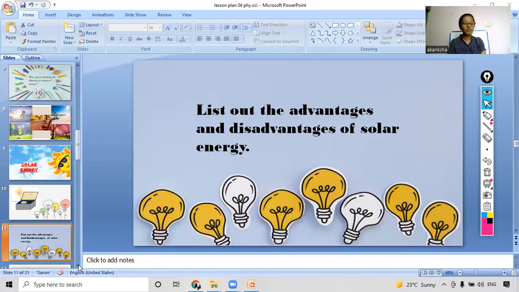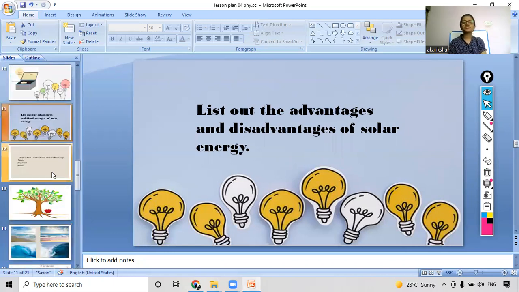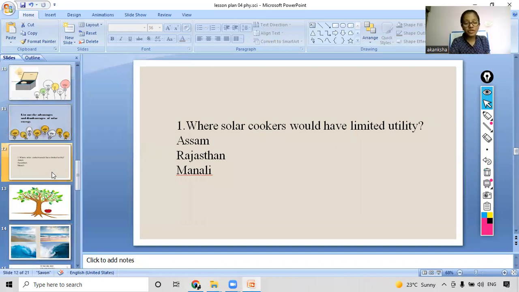So now we will move on ahead and see one last question for this topic, right? So where would solar cookers have limited utility, meaning they can be used very little, in the Assam region, Rajasthan region, or Manali region? What do you think? Where will it be? I will give you 5 seconds to write your answers in the chat box, then I will give you the right answer.